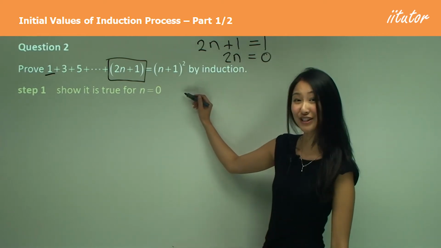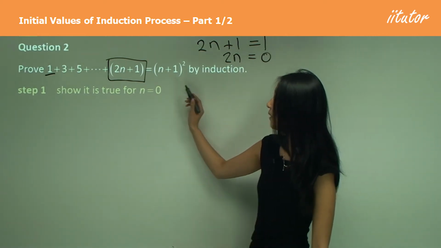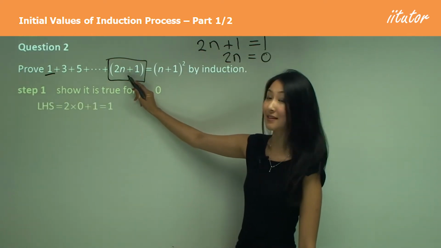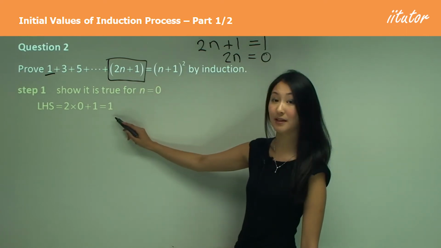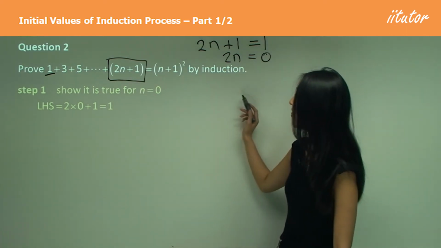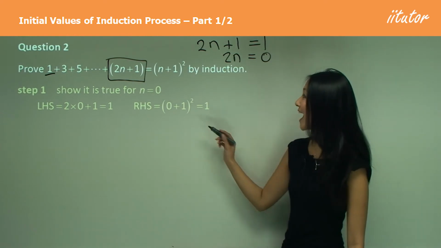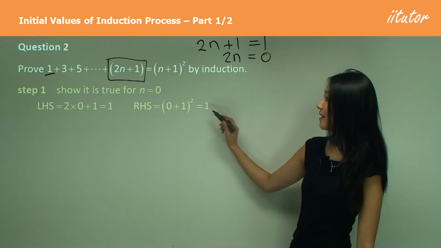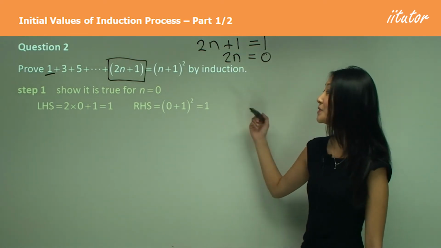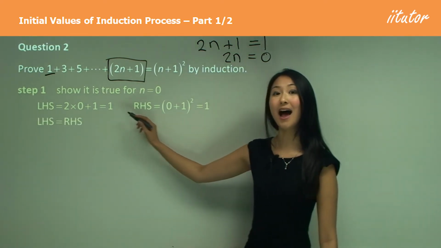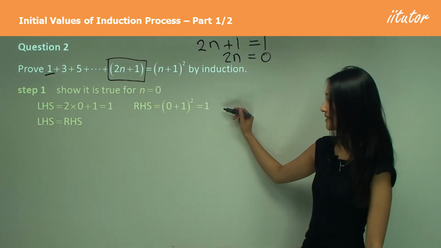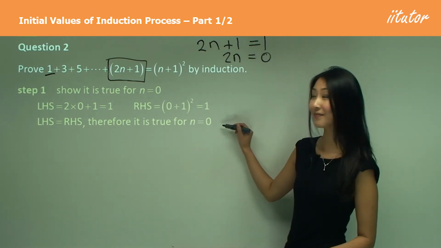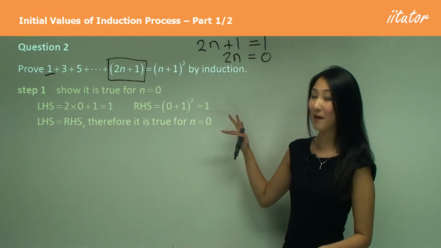Okay, so how do we show it's true for n equals 0? Well, we would consider the left-hand side first. So we have, using this general formula, 2 times 0 plus 1, which equals 1. And then we consider the right-hand side. So using this equation, we have (0 plus 1) squared, and that equals 1 as well. So we can say that the left-hand side does in fact equal the right-hand side. So therefore, it is true for n equals 0. Okay, so now we've done step 1.